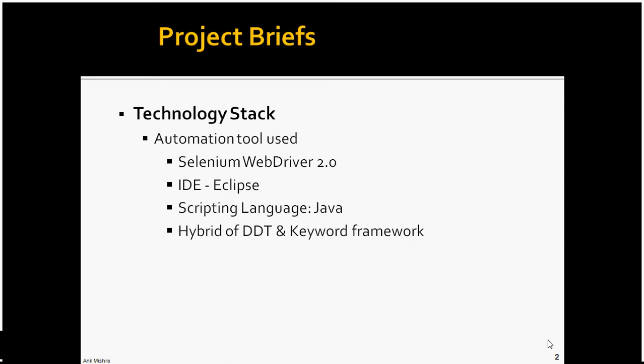As you can see on the first slide about the technical stack, the automation tool we have used here is Selenium WebDriver, our IDE is Eclipse, and the scripting language is Java. This is a hybrid framework with DDT and keyword driven. And here the keywords are my own defined keywords, not any tool-specific keywords.